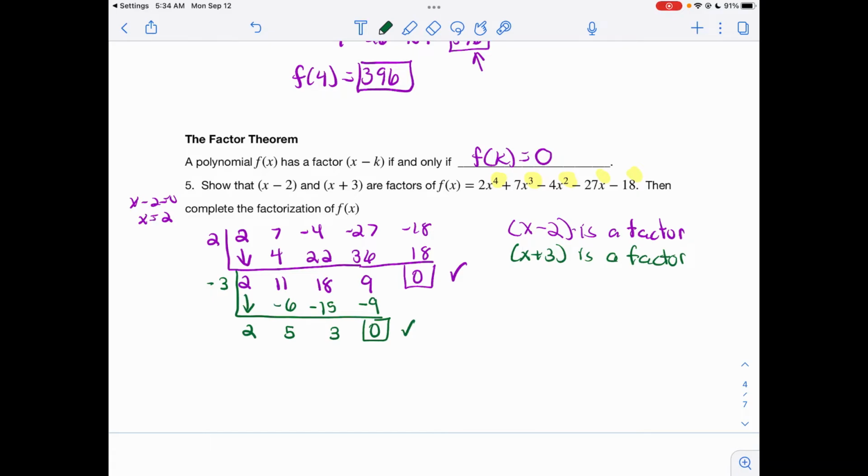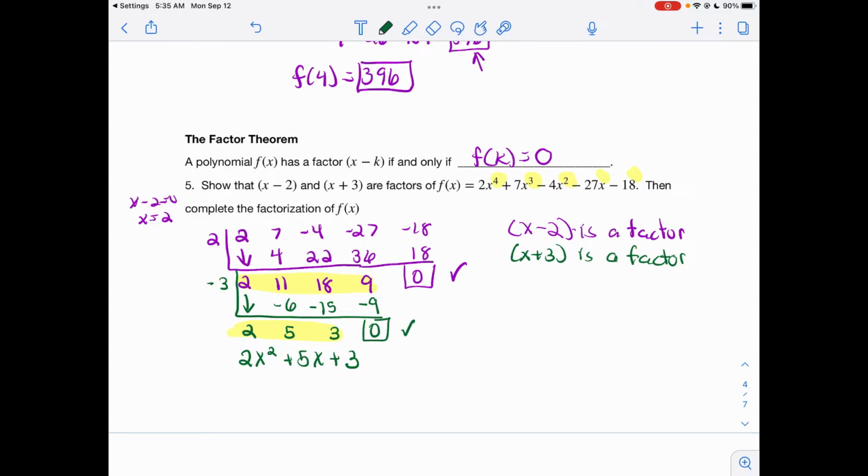Now notice this is the reason why it is so important that I continue using the smaller ones. I started with a degree 4 polynomial. And then when I divide it by the factor of x minus 2, here is a degree 3 polynomial. So now I'm down to a degree 2 polynomial. So when I put my x's back in, this is going to be 2x squared plus 5x plus 3. So I have a quadratic.